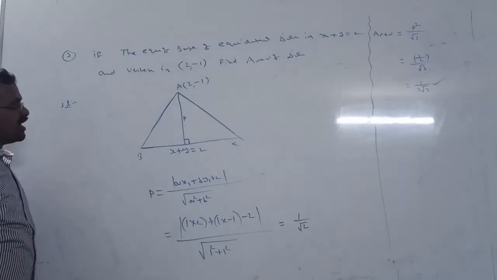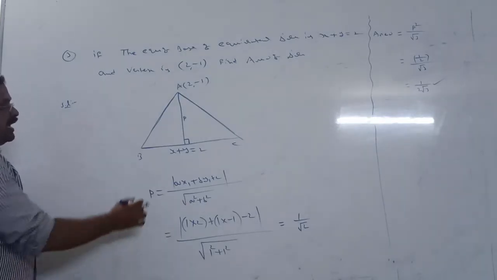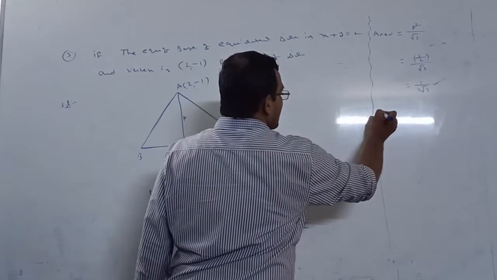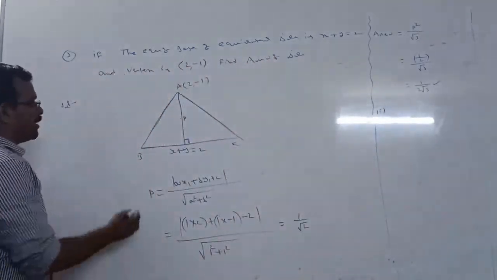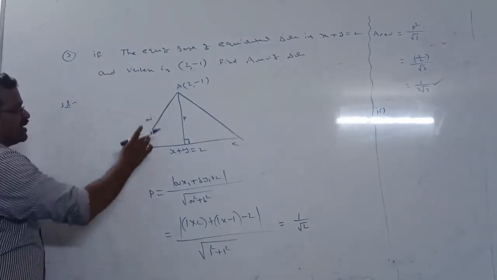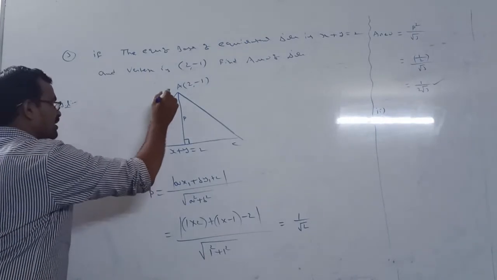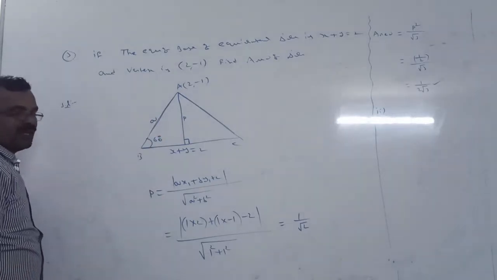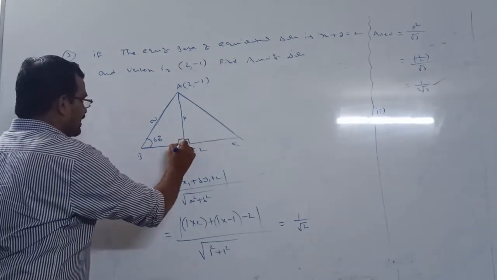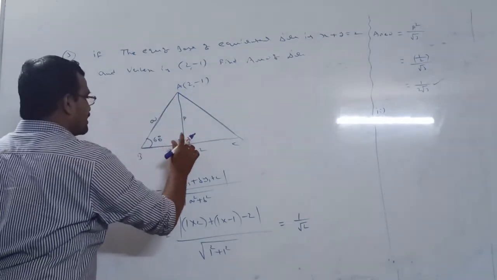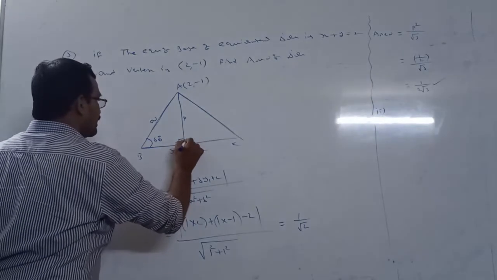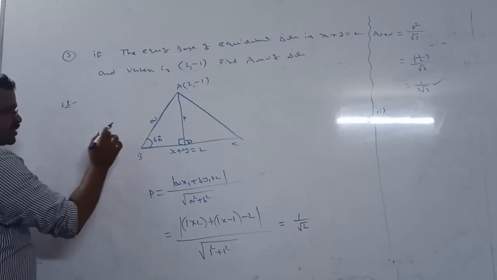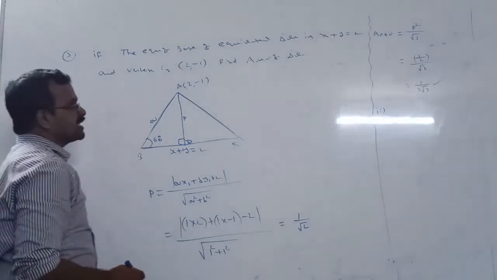Suppose in this question they are asking the length of the side of the equilateral triangle. That means small a. Small a is the length of the side of the equilateral triangle. So how to find small a? So this is a right angle triangle. Suppose we take D. ABD is the right angle triangle. So here apply sin 60.